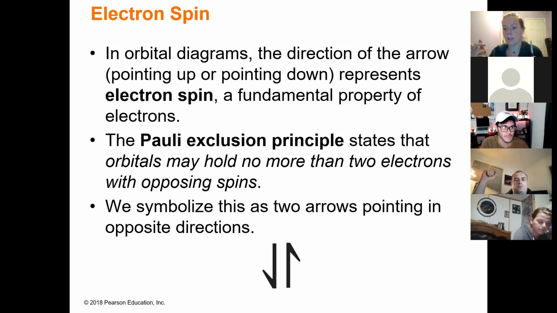They need to spin in the opposite direction to create balance. So just make sure you're putting the arrows in the opposite direction. When you're doing your Mastering Chemistry and you've got the boxes, put the arrows in the opposite direction, or Mastering Chemistry is gonna freak out.